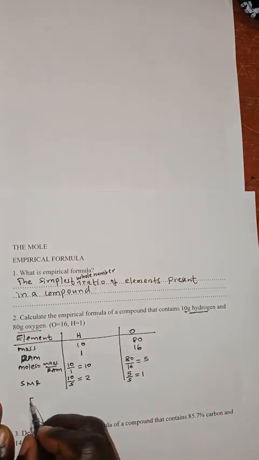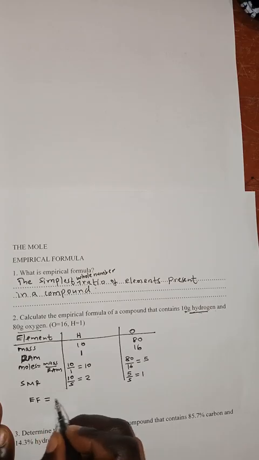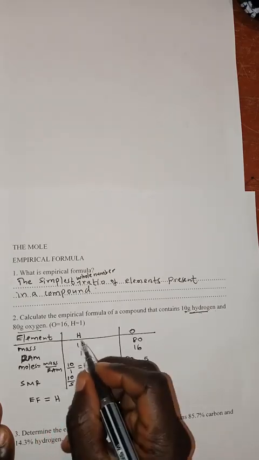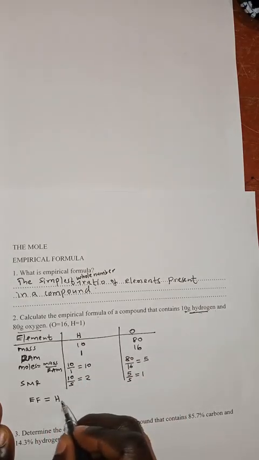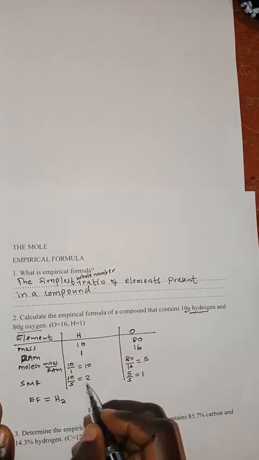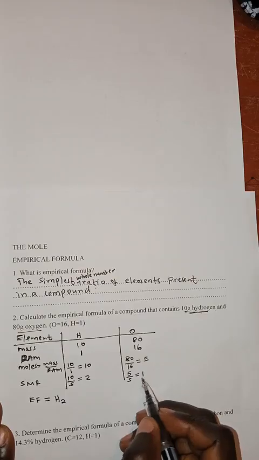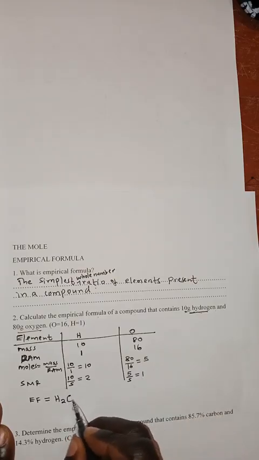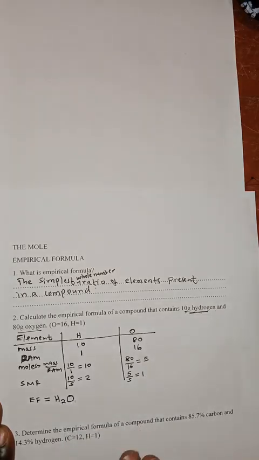So the empirical formula is going to be hydrogen. Hydrogen is H, and it is 2, so it's going to be H2. Then oxygen is 1. Because it's 1, we don't write that 1 here. So the empirical formula is H2O.